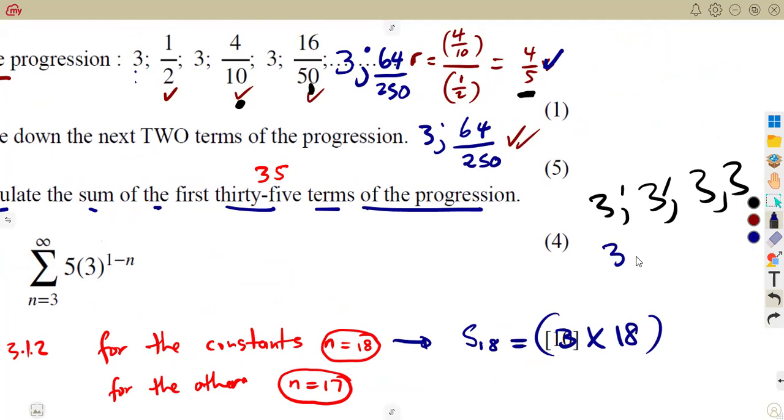You are adding 3 plus 3 plus 3 plus 3, 18 times. So it is simply 3 times 18. All right, so that was the sum. So 3 times 18 was going to be 54.